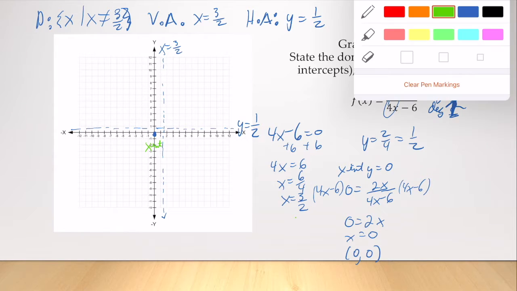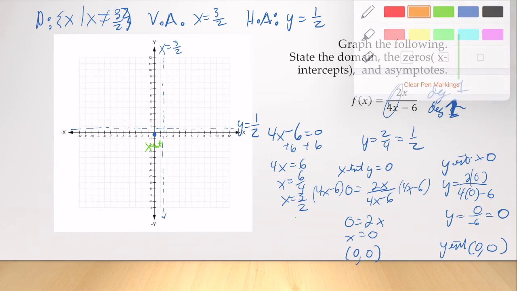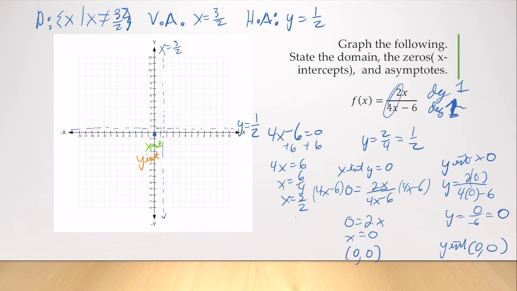Then we can solve for our y-intercept, which is going to be the same as our x-intercept, but let's see. The y-intercept is when x equals 0, so I have y equals 2 times 0 over 4 times 0 minus 6. I get 0 over a negative 6, which is 0. So my y-intercept is when x is 0, y is 0, the origin, same as before. Let's go ahead and label that.